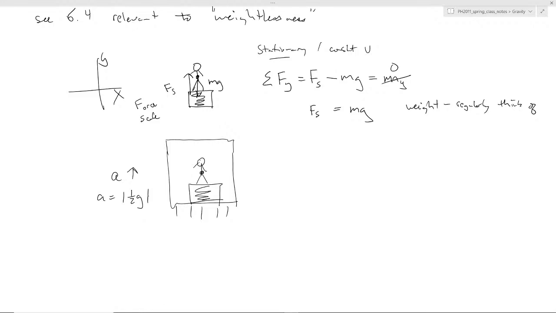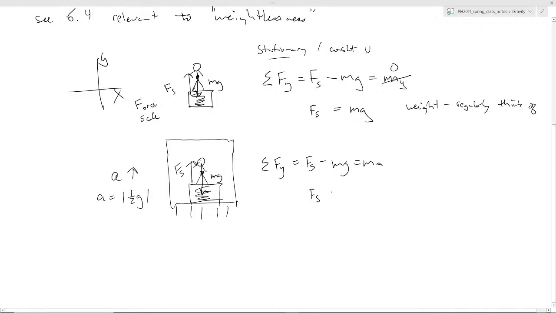Now, in this situation, what are the forces? Well, you still have mg, the force of gravity pointing down. The scale is still going to be pushing up with some force. And then those are the forces that are present. When we go to sum the forces, though, we have the force on the scales pushing up, force of gravity pushing down. In this situation, though, this acceleration is not going to be 0. The acceleration will be 1/2 g.